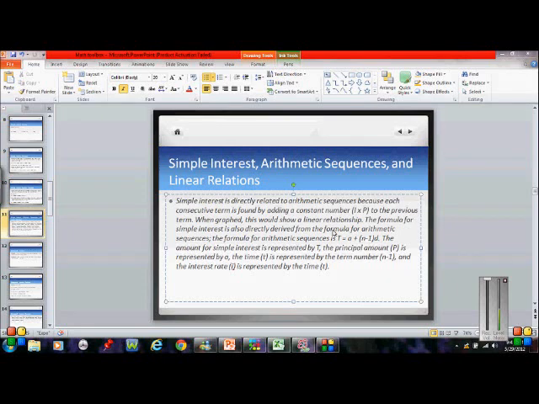Hi guys, I'm just logging on quickly to explain a simple concept that many of you might have already picked up on. It's a simple relationship between three things: simple interest, arithmetic sequences, and linear relations. I'm going to quickly explain how these relate to each other. I would read this paragraph to you, but I think it's much easier to show you the relationship rather than explain it in words.